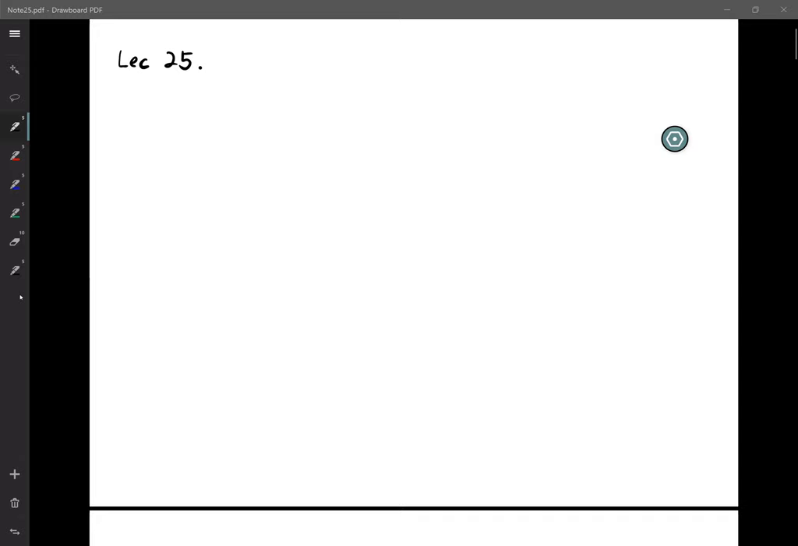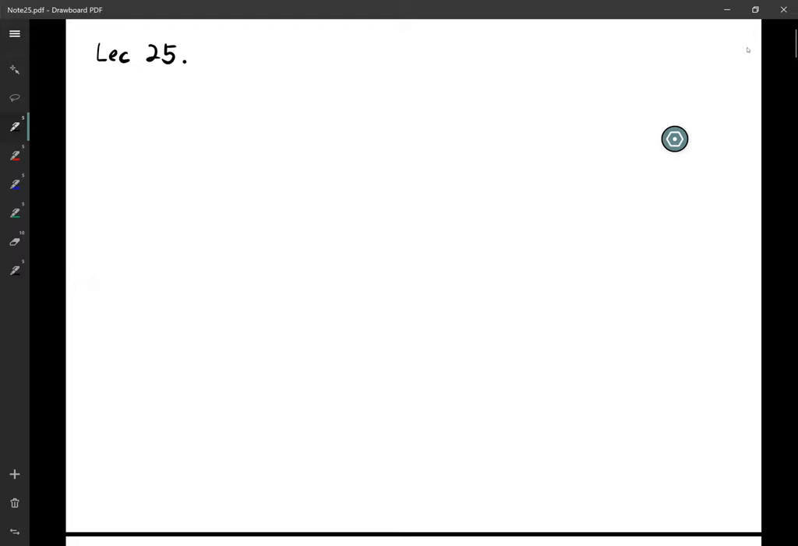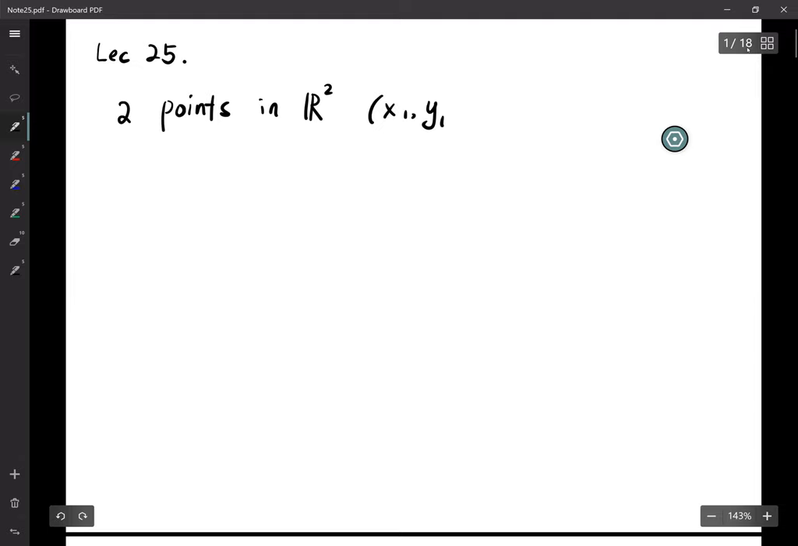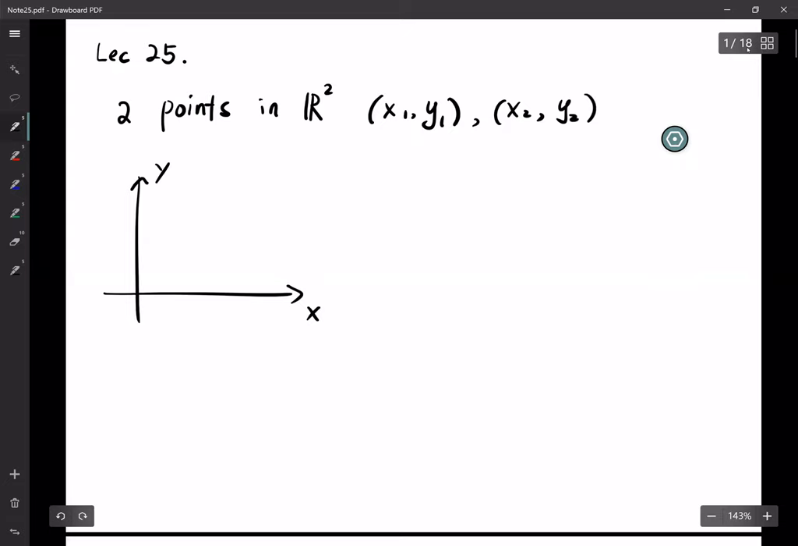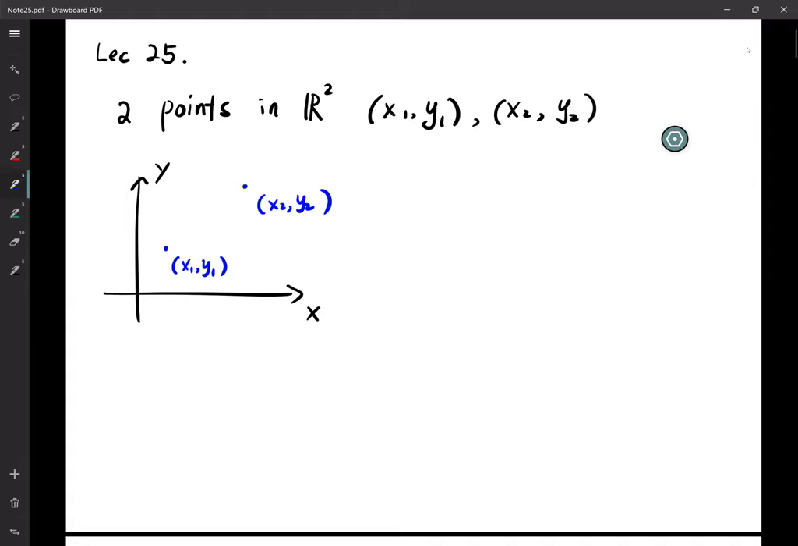Okay, so let's just consider the following problem. Instead of a warm up, I'm gonna do this. Let's say we have 2 points in R2, which are called X1, Y1, and X2, Y2. So let's say there are just 2 points. Here, this is X, this is Y, this is 1 point, X1, Y1, and this is another point, X2, Y2, okay? So I ask you to find a line passing these 2 points.